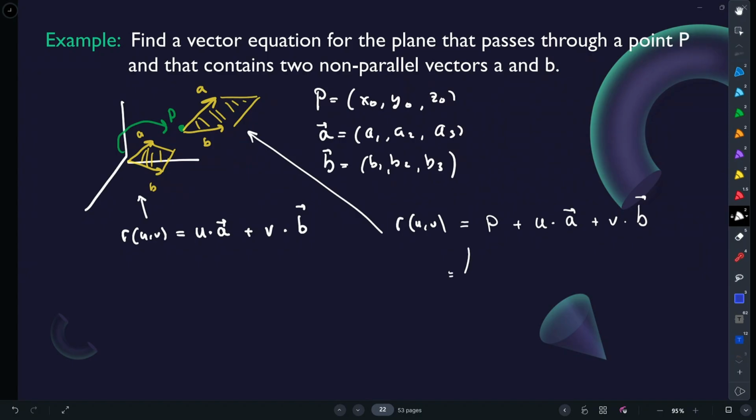If you want, I can give you the entire coordinate system here. This is x naught plus U A1 plus V B1, y naught plus U A2 plus V B2, and z naught plus U A3 plus V B3. That is a parameterization of the x, y, z coordinates of your plane with two parameters, u and v. Okay?